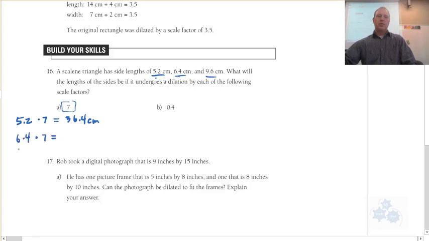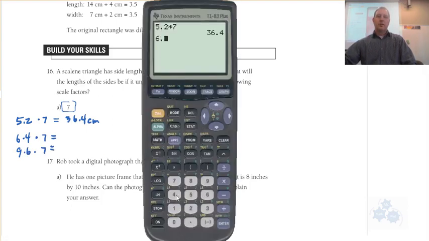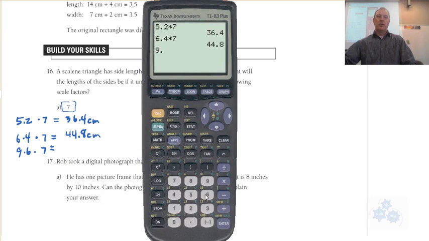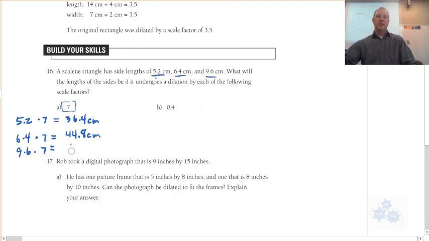And we multiply all of the other sides by 7 as well. Times 7, and you should get 44.8 for another side, and finally one more. 6. So each side gets multiplied by the scale factor. Okay? So 5.2 becomes 36.4. 6.4 becomes 44.8. And 9.6 becomes 67.2. Okay? So those are the new side lengths.